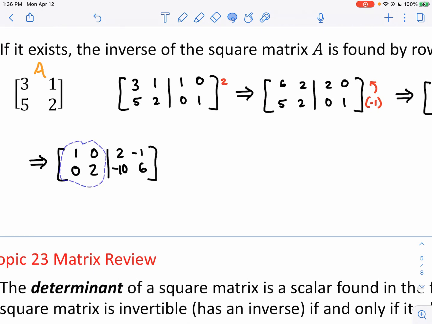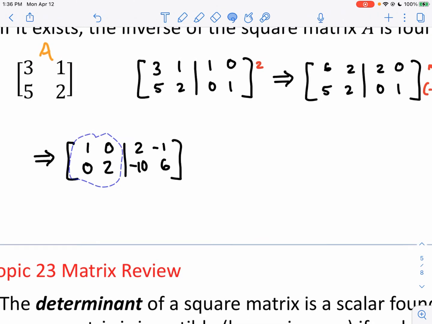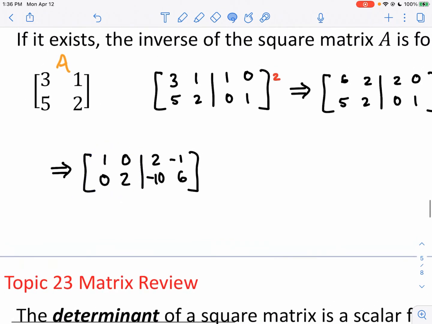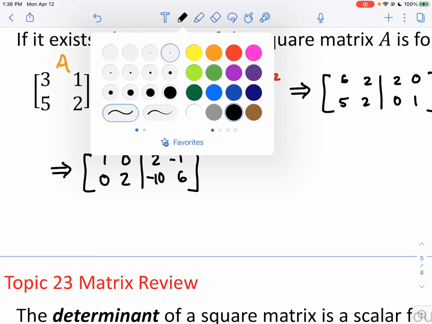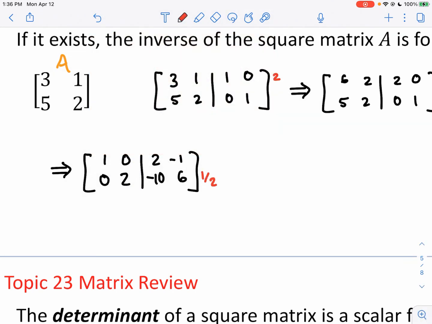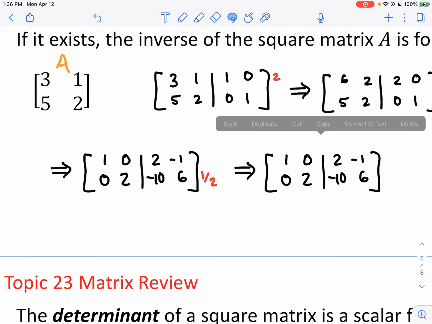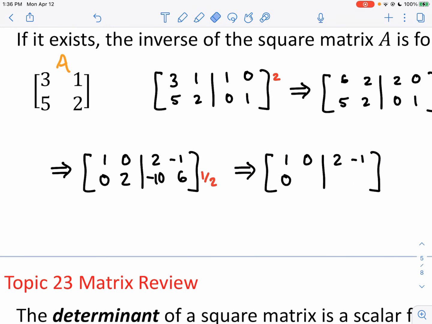Okay, so this is close to being the identity matrix. There's only one step left to making the left side look like the identity, and that is we're going to change this to a 1 by multiplying the bottom row by a half. All right, so we're going to get the same matrix we had before, but the bottom row, everything's going to be half of what it used to be. So I need to change these 3 digits. And half of 2 is 1, half of -10 is -5, and half of 6 is 3.